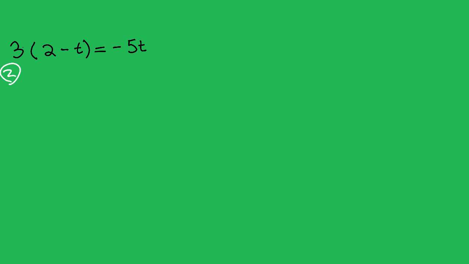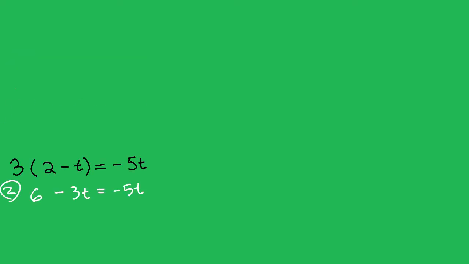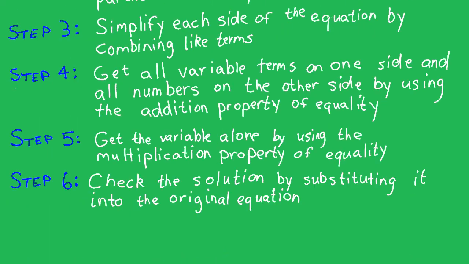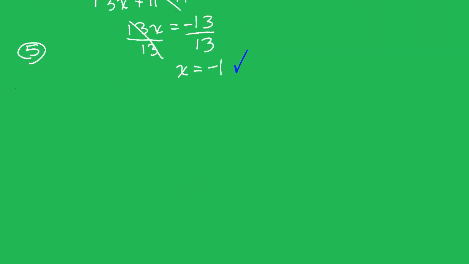So we do have parentheses here, so we're going to distribute out this 3 here. So we have 6 minus 3t equals negative 5t. Step 3 is to combine like terms, but we don't have any terms to combine on either side, so we can move on to step 4, which is get all variable terms on one side and all numbers on the other side by using the addition property of equality. Okay.